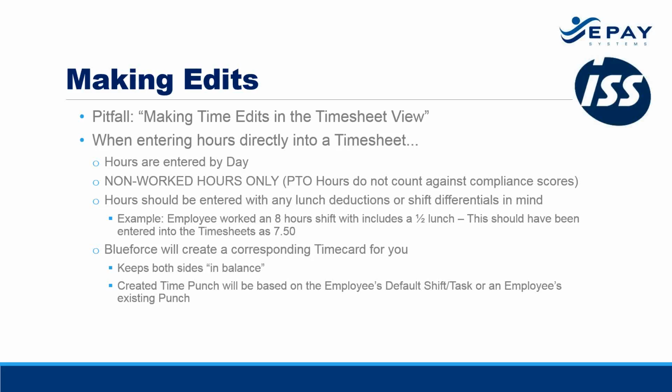Now, hours should be entered with any lunch deductions or shift differentials in mind. So if the hours that you're entering in the system have shift differentials, lunch deductions, or anything, whether it be a non-work scenario or maybe even a manual job scenario where you're keying into the time card view, in those cases, you have to take into consideration those shift differentials and lunch deductions. So for example, if an employee worked 8 hours and that 8 hours included a half-hour lunch, then you should just enter 7.5. So that way you automatically took out that lunch for that employee.